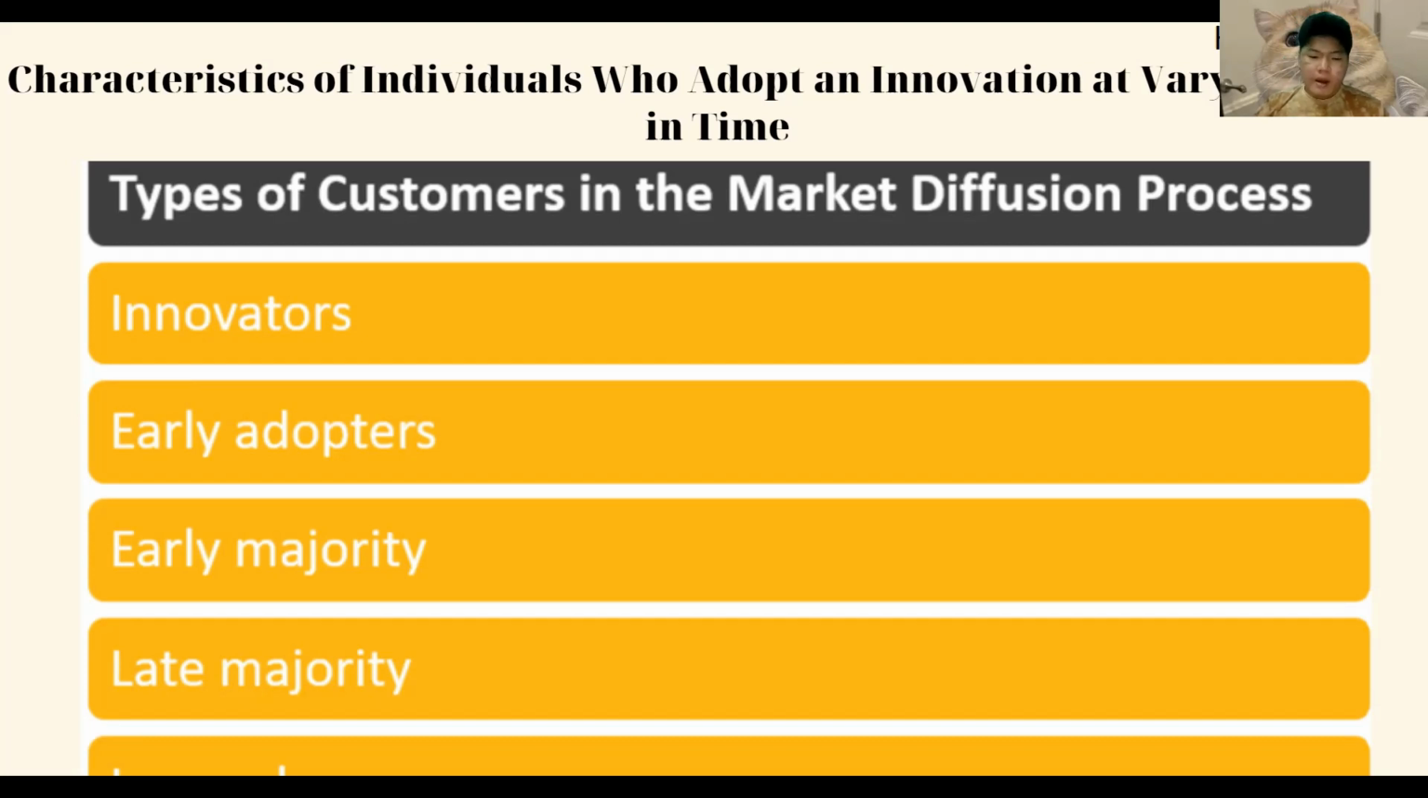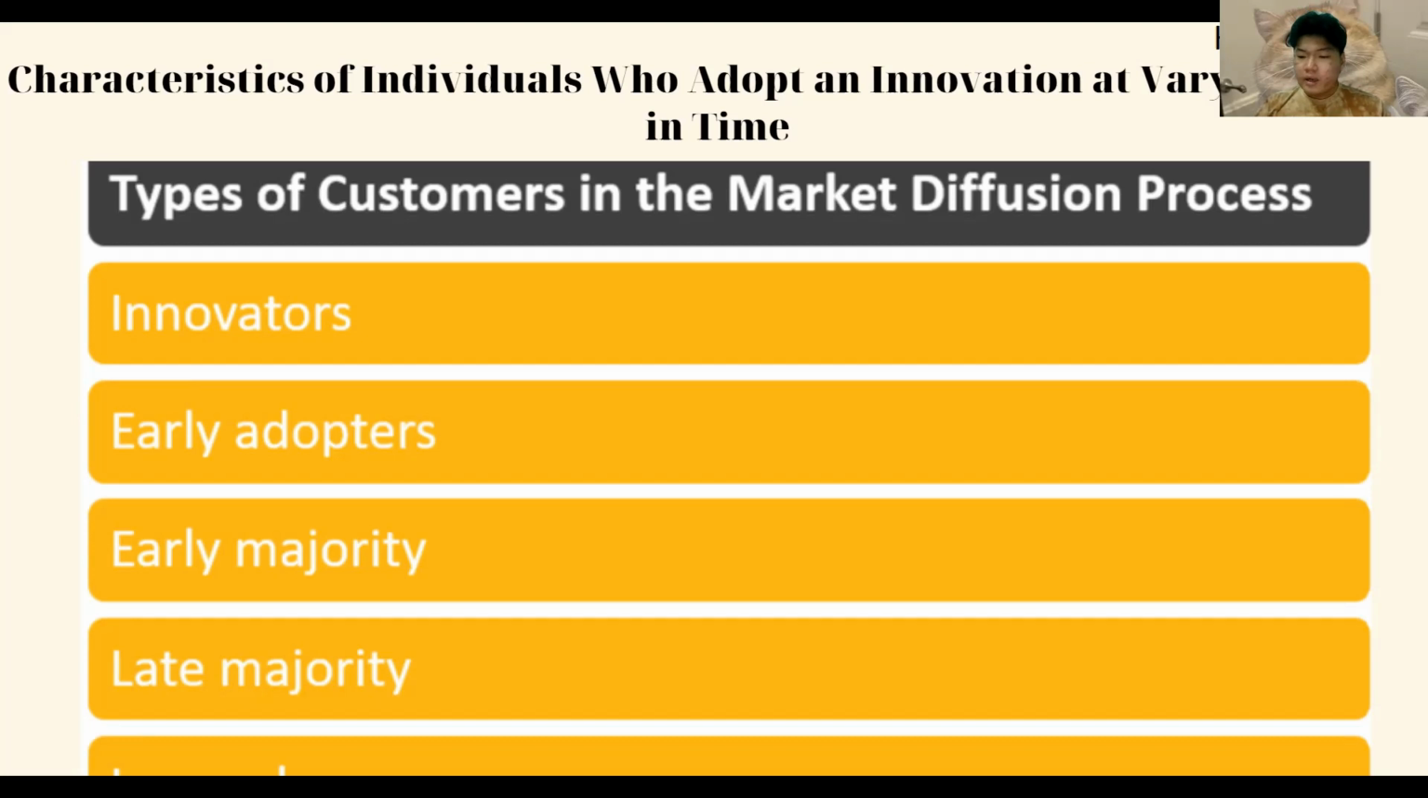And the second one is the early adopters. Early adopters represent the next 13.5% of the population to adopt the new products. They are respected members of a community, and are likely to be opinion leaders for others, who will only buy the products when they have been approved by the early adopters.